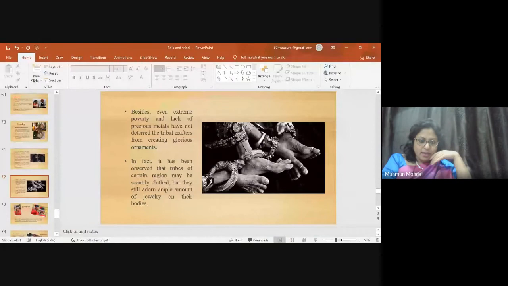See, nowadays this anklet costs 20 to 25,000. One anklet costs 20 to 25,000. It is made of metal, not silver. Mixed metal, alloy metal basically.